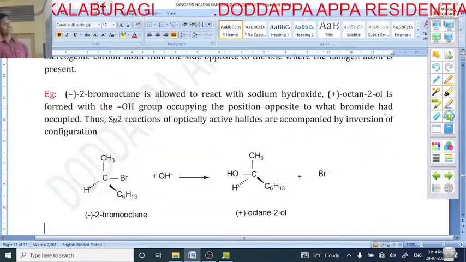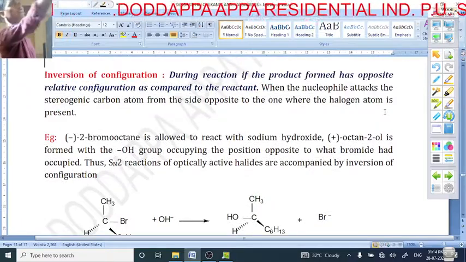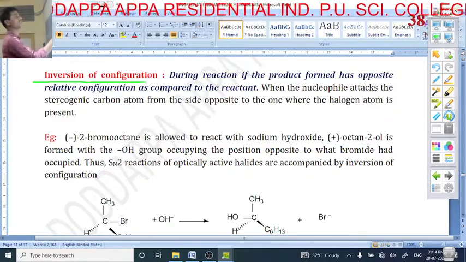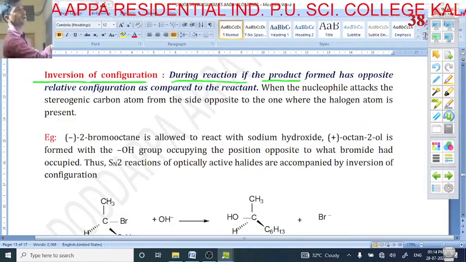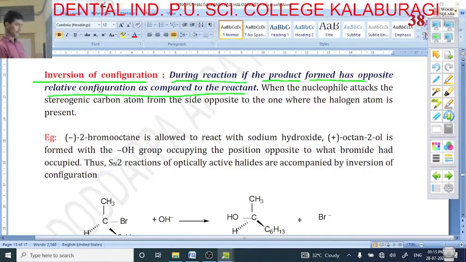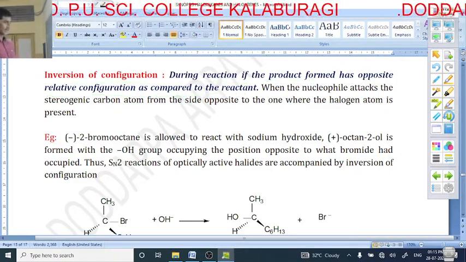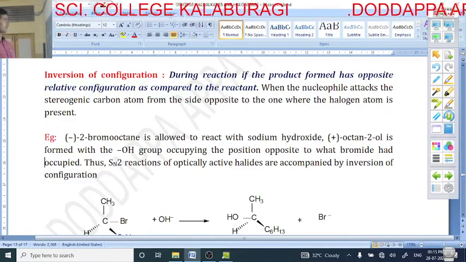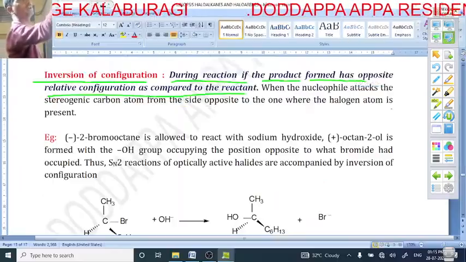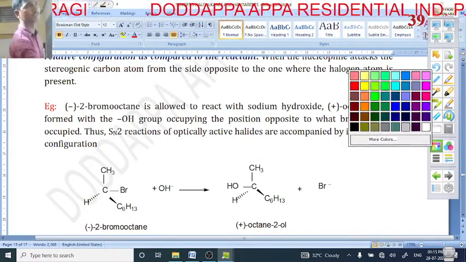Next example, inversion of configuration. What is this inversion of configuration? In this inversion of configuration, during a reaction, the product is formed with the opposite relative configuration as compared to the reactant. Here there is an opposite configuration. What is this opposite configuration?